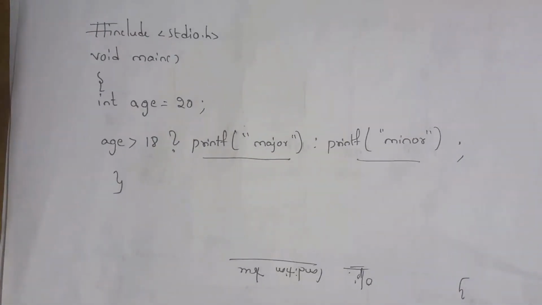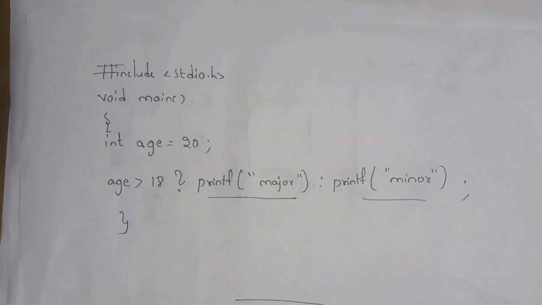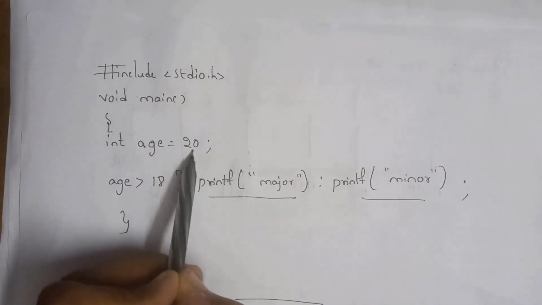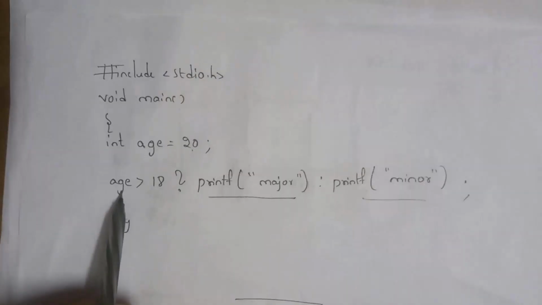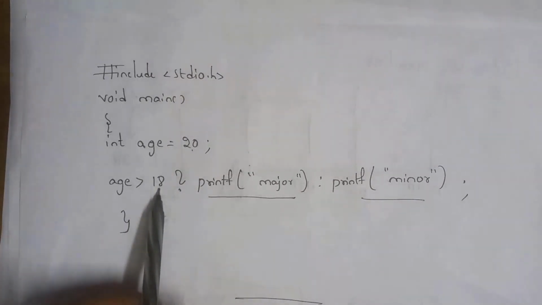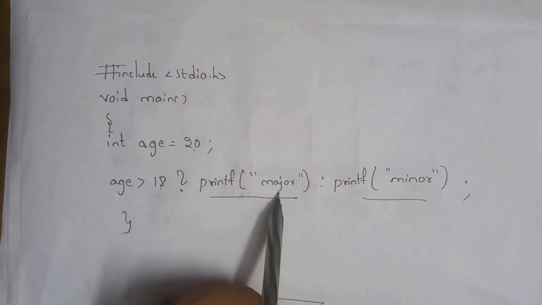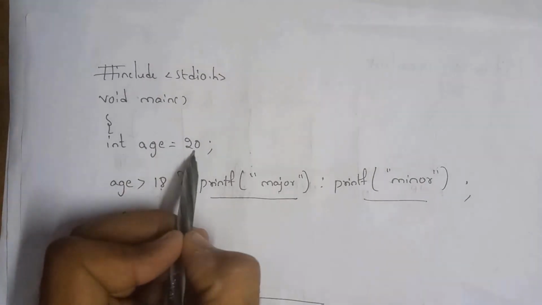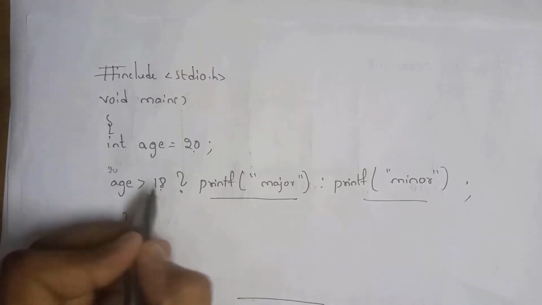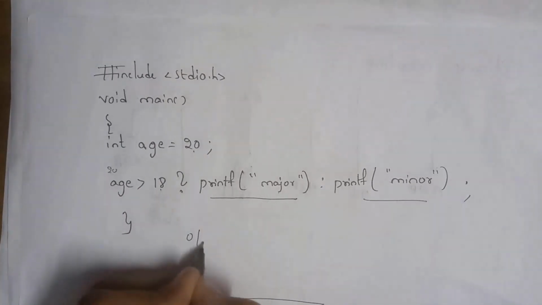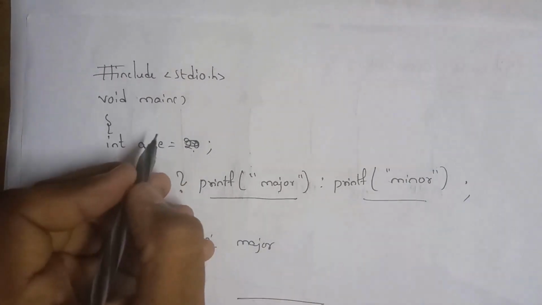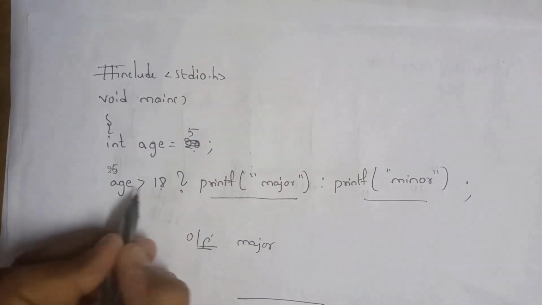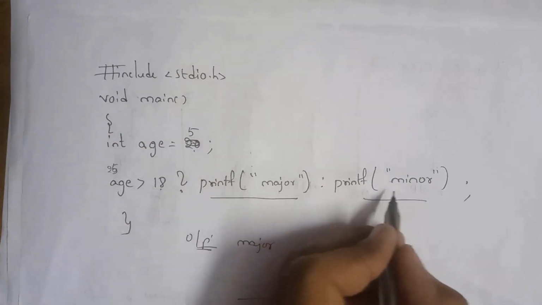This is a C program for the ternary operator. Here I took the variable name as age and I gave the value as 20. And now I am giving a condition: if age is greater than 18, then I should get the output as major, else I should get the output as minor. Here I gave age as 20. 20 is greater than 18, the condition is true, so I will get the output as major. For example, in place of 20, if I give 5, 5 is not greater than 18, 5 is less than 18, so I will get the output as minor.